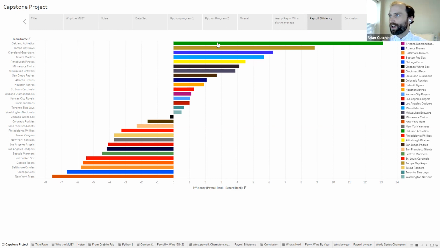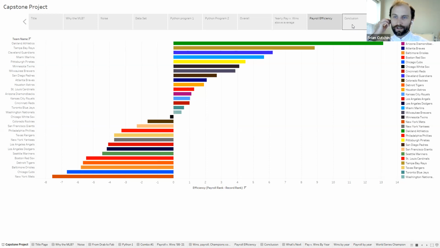But we can see here that teams such as the Oakland Athletics and the Tampa Bay Rays finish better than what their payroll ranking might suggest, while teams like the Mets and the Cubs fare worse. So they're spending a lot more money and not quite seeing the results.